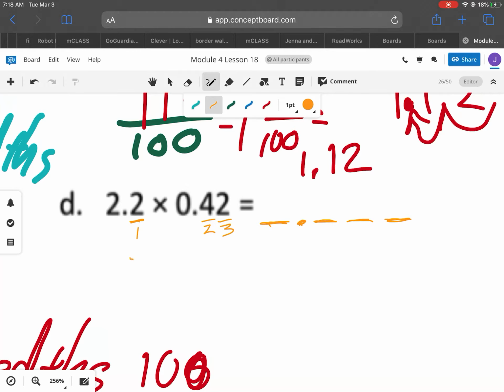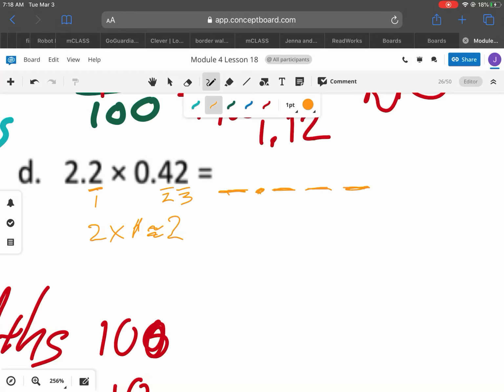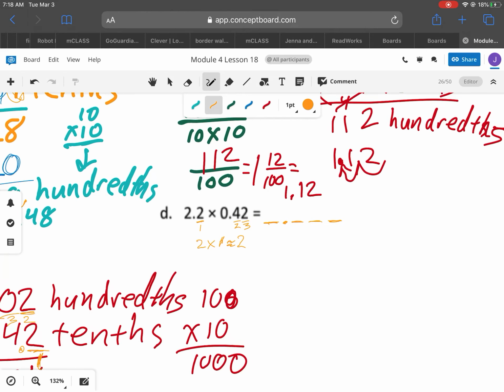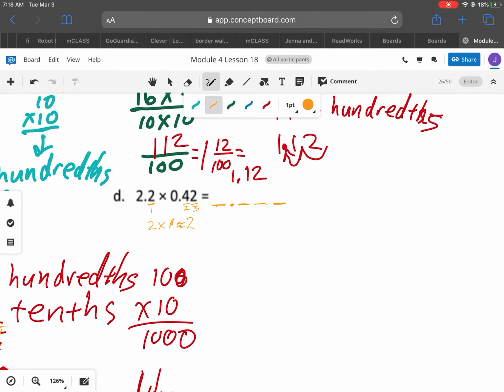Now if I do a quick estimation, I'm going to have 2 times 1. My answer should be about 2. Alright? So it's going to be probably less than 2 because we have 42 hundredths. I know that if it was 50 hundredths, it would be half, so my answer would be 1.10. So my answer is going to be less than 1.10. Okay? That's just me doing my math in my head.